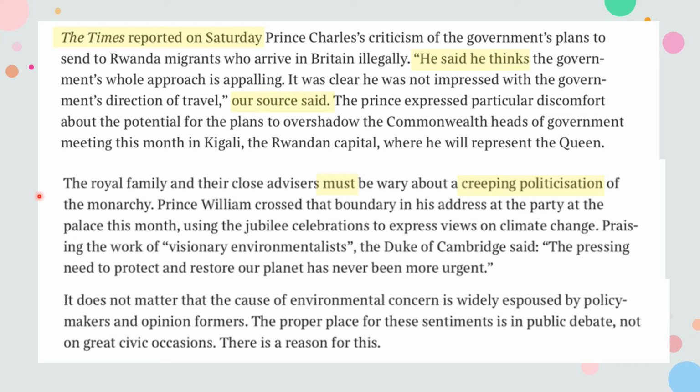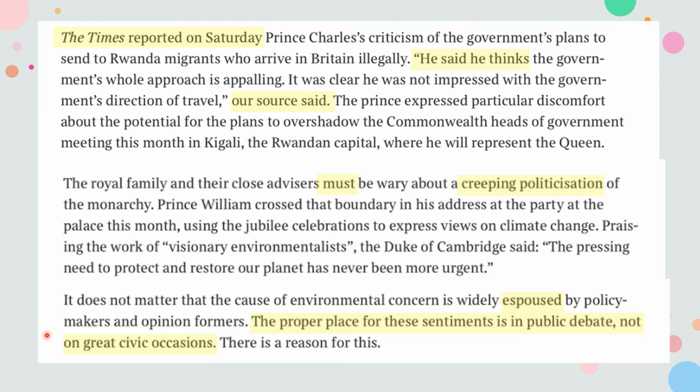Then he speaks about what Prince William has said on climate change, something which many probably wouldn't see as a political topic, which the writer has then accounted for here when he says that it is "widely espoused", which means supported. Another bit of low frequency lexis there as well, and it's espoused by "policymakers and opinion formers". We then end on another quite formal declarative statement. "There is proper place for these sentiments. It's in public debate, not on great civic occasions." One which I believe shows how this author feels about the monarchy.